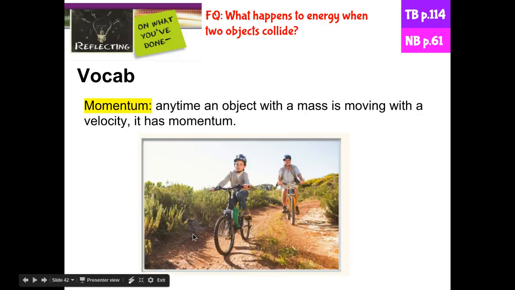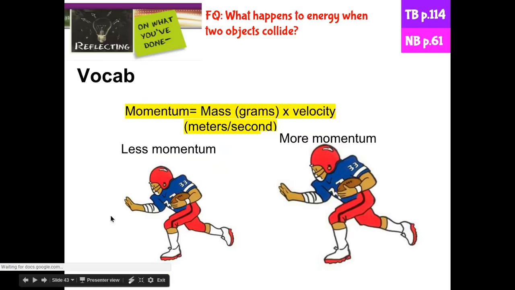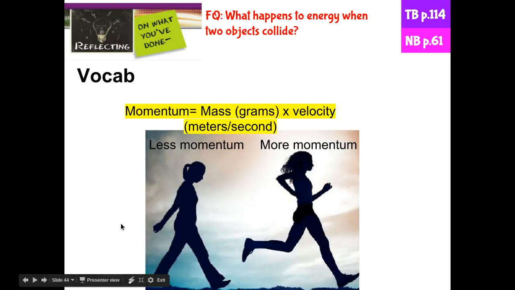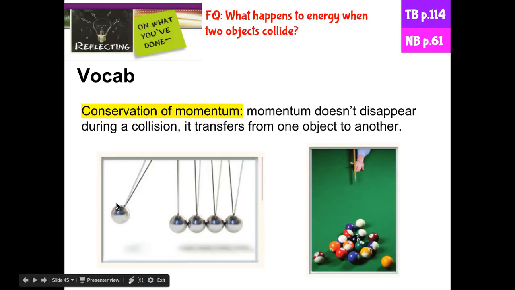Another vocabulary word we went through is momentum. Anytime an object with mass is moving with a velocity, it has momentum. So if an object has mass and it's moving, it has momentum. Momentum's formula is mass in grams times velocity in meters per second. As you look at the football players here, if they're both moving at the same velocity, the smaller player would have less momentum. And if they had the same mass, so this is the same runner, the person running faster would have more momentum because their velocity is more. So just a little mathematical equation: mass times velocity is momentum.